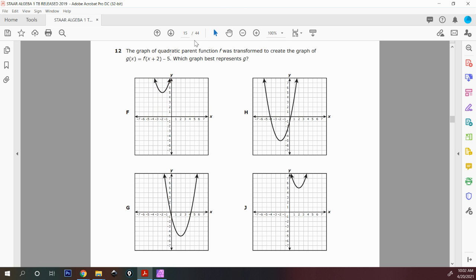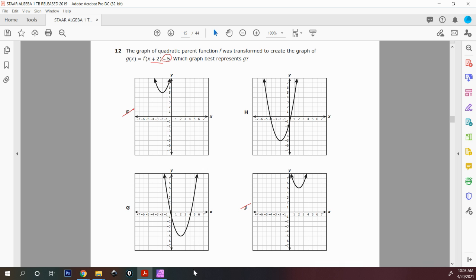Well, any number outside the parentheses when we're adding or subtracting is going to move up or down. And since it's minus, it's going to move down. So you can see if my dot was supposed to be at 0, 0, that one's up. That one is down. That one is down. That one is up. Okay, so we've narrowed it down to these two.